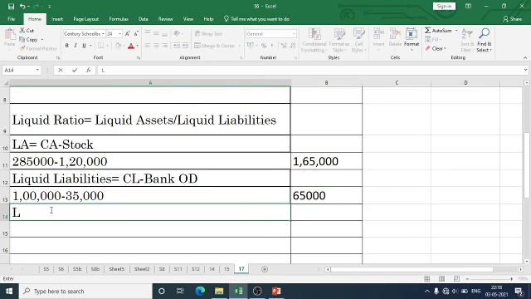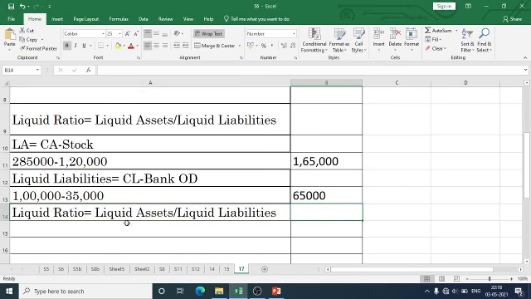So liquid ratio is equal to the two values you have to take, 1,65,000 liquid asset upon liquid liability. So that will be 3. Actually it is nearly 2.54 you will get. So we round it off to 3. Usually the standard liquid ratio is 1:1, but here it is 3 times more than the standard. So the liquidity position of the company is very good.